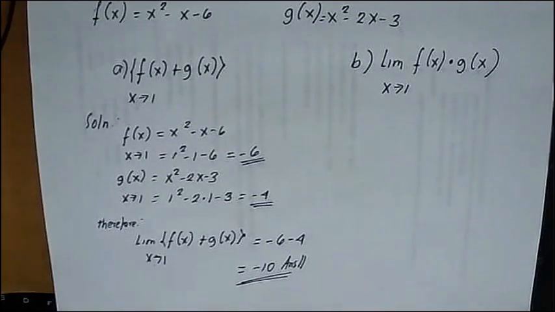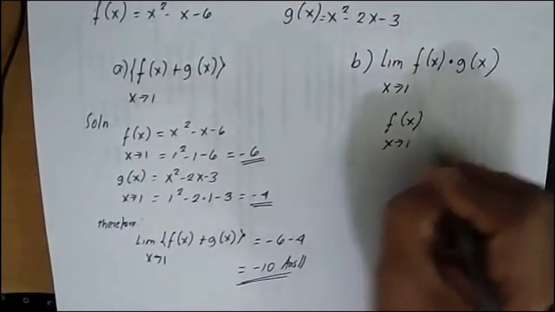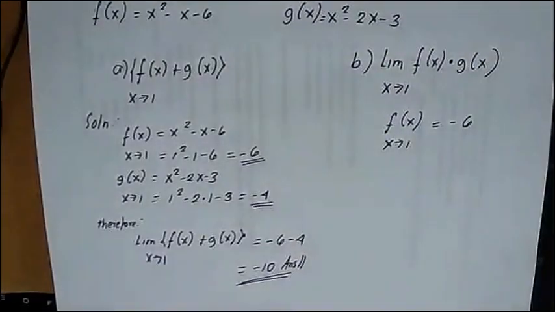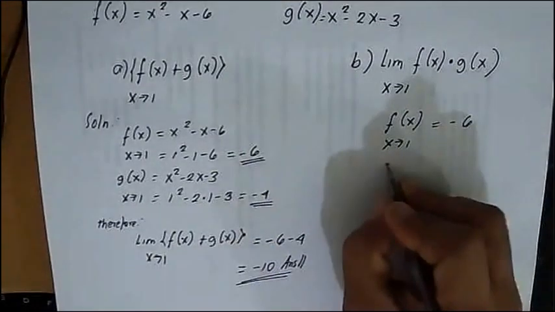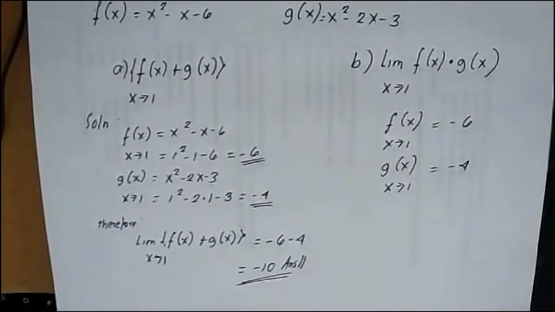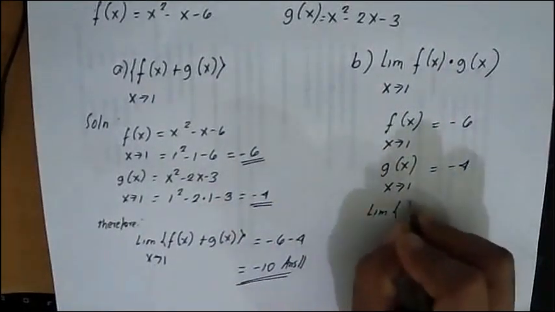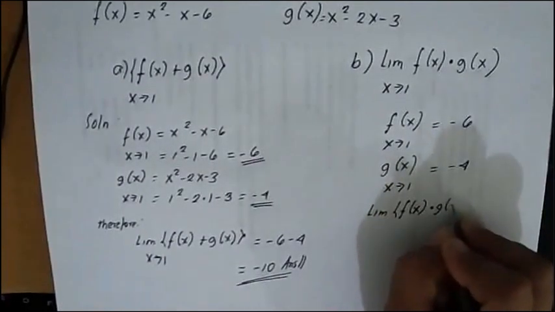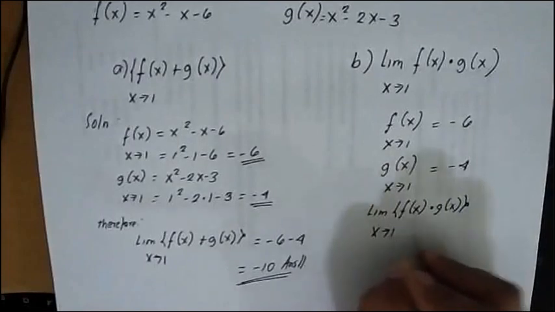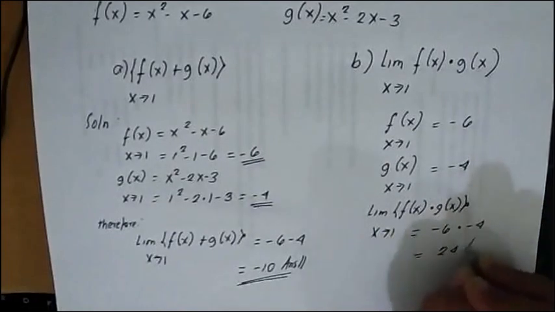Okay, so next we're going to proceed with your letter B. So by this time we have multiplication. The limit of f(x) multiplied by g(x) as x approaches 1. So earlier, we already know that f(x) as x approaches 1, our answer is negative 6. That was from earlier. Next, g(x) as x approaches 1, our answer is negative 4. That was from earlier. Okay? So if we're going to multiply, the limit of f(x) multiplied by g(x) as x approaches 1 is equal to negative 6 multiplied by negative 4, the answer is positive 24.